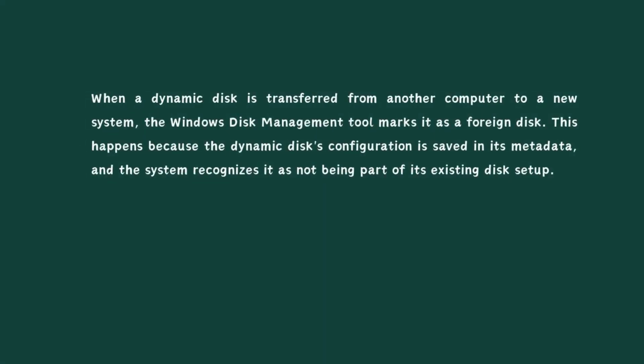When a dynamic disk is transferred from another computer to a new system, the Windows Disk Management tool marks it as a foreign disk. This happens because the dynamic disk's configuration is saved in its metadata, and the system recognizes it as not being part of its existing disk setup.